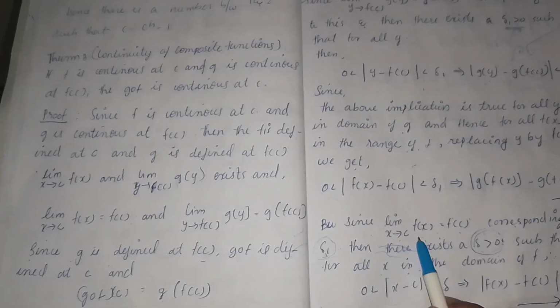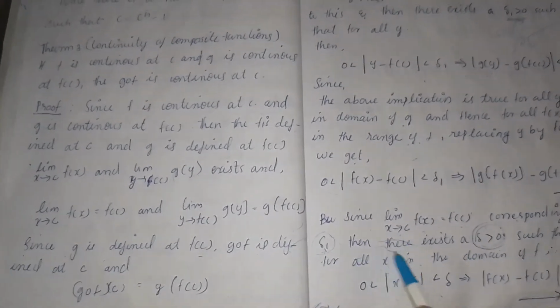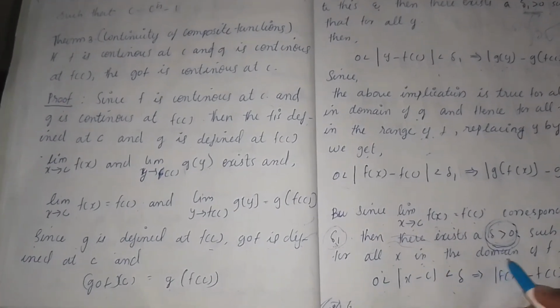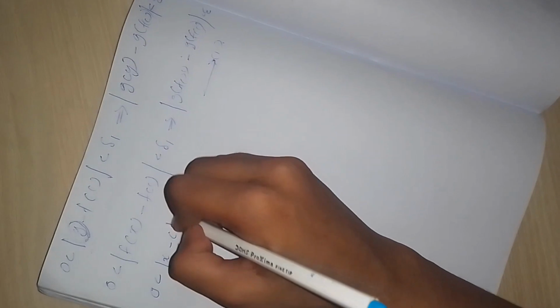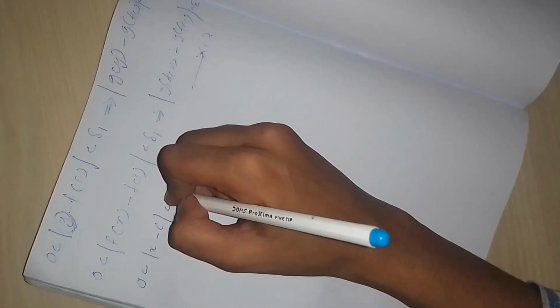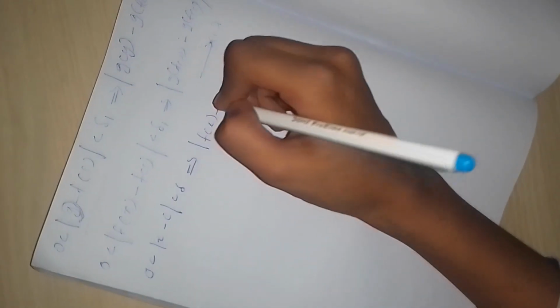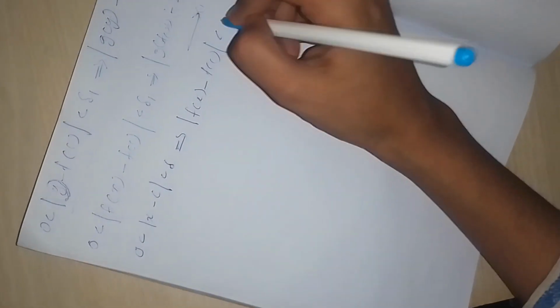Since limit as x tends to c of f(x) is equal to f(c), corresponding to delta 1 there exists delta greater than 0 such that for all x in the domain of f, 0 is less than modulus of x minus c less than delta, which implies modulus of f(x) minus f(c) is less than delta 1. This is equation number 2.